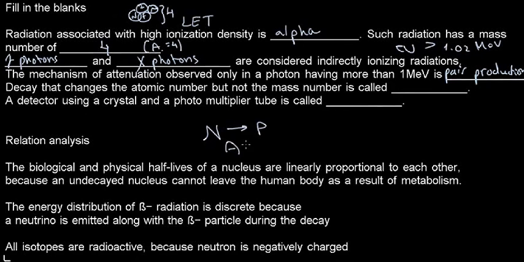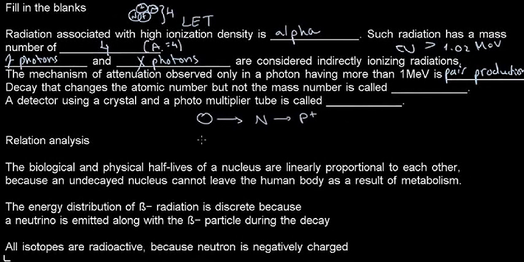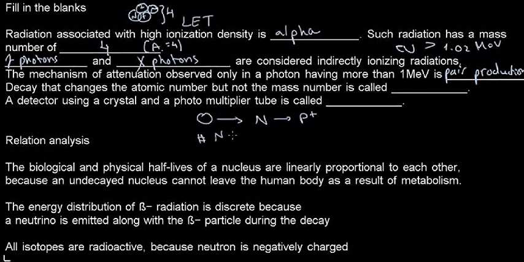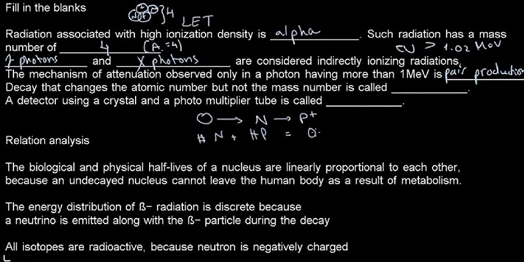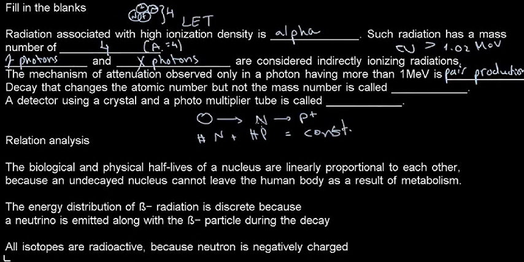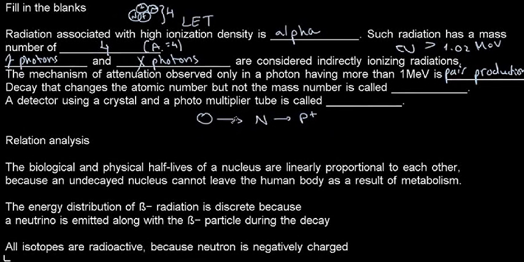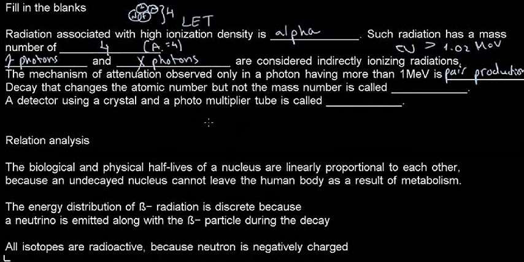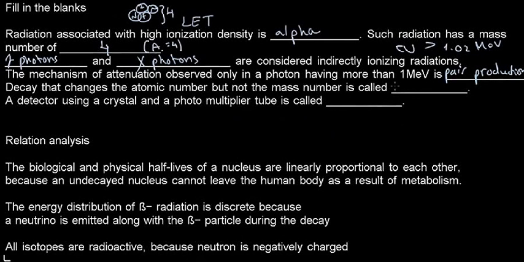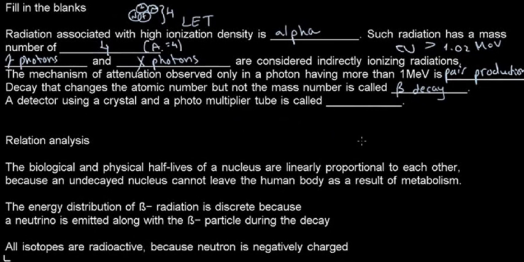Our mass number stays the same, because if I'm taking an isotope and it's going through some sort of beta decay, or let's say a beta negative decay, where a neutron turns into a proton, the total number of neutrons combined with the total number of protons is going to stay the same before and after this process. And this is important to understand. It's often asked about. Very good. So decay that changes the atomic number but not the mass number is called beta decay. And this could be either beta negative or beta positive.